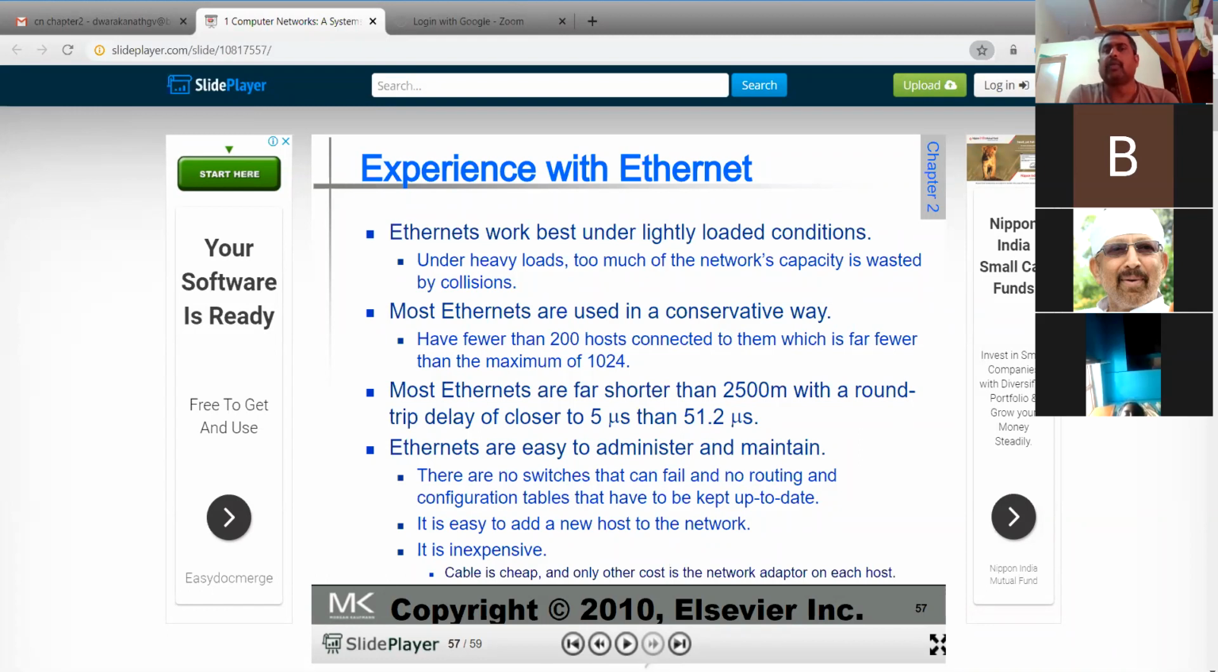In reality, it works well and it's closer to 5 milliseconds rather than 51.2 milliseconds, where Ethernet still works well. Ethernets are easy to administer and maintain, because after 20 years of this investigation, Ethernet is still there, and it has become the backbone of the network or the internet. Why? Because administering an Ethernet and its maintenance is very easy. There are no switches that can fail, and no routing and configuring tables that have to be kept up to date. You know those risks, nothing will be there.